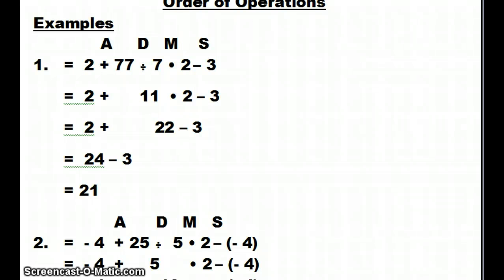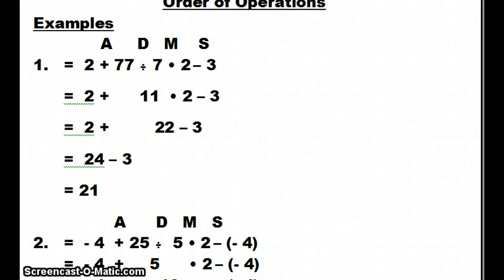On page 3 you see our first example, and above each one of the symbols I've just written a letter indicating what it is. Between the 2 and the 77 is addition, so there's an A. Between the 77 and the 7 there's a D for division. Between the 7 and the 2 there's an M for multiplication, and between the 2 and the 3 there's an S that stands for subtraction.